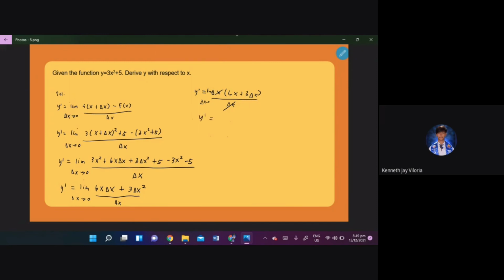y prime is equal to the limit of 6x plus 3 change in x as change in x approaches 0. So y prime is equal to 6x plus 3 times 0. So the answer is 6x. Given the function y equals 3x squared plus 5, the answer is y prime equals 6x.